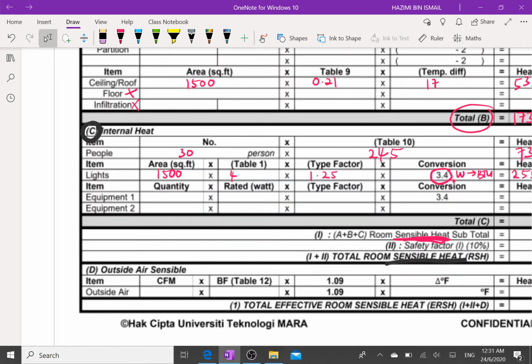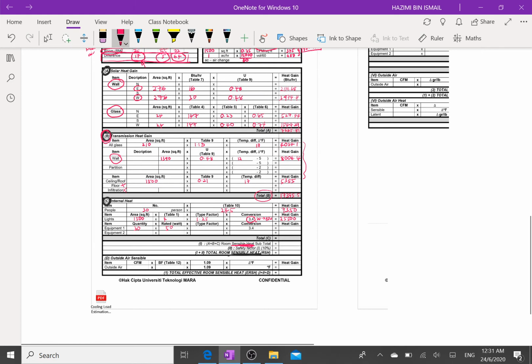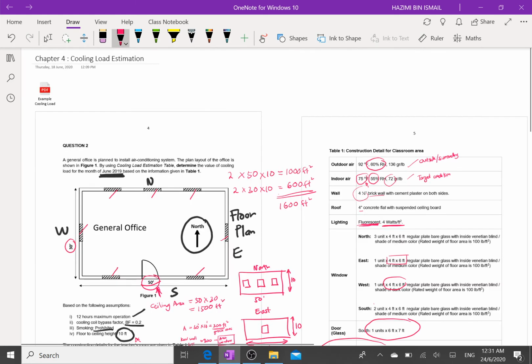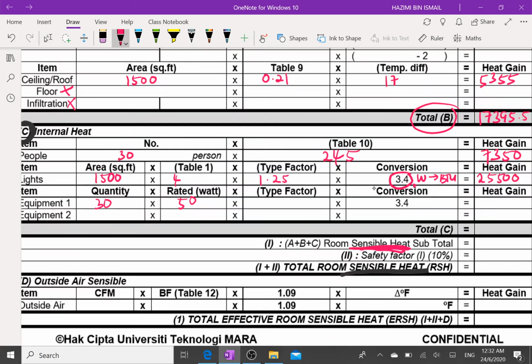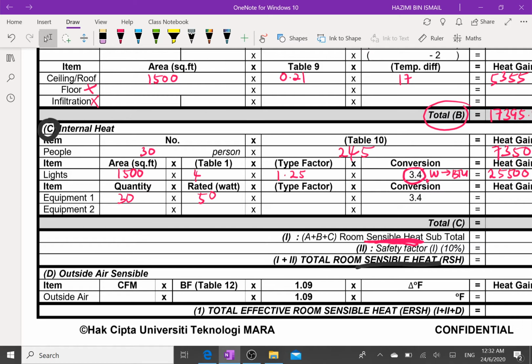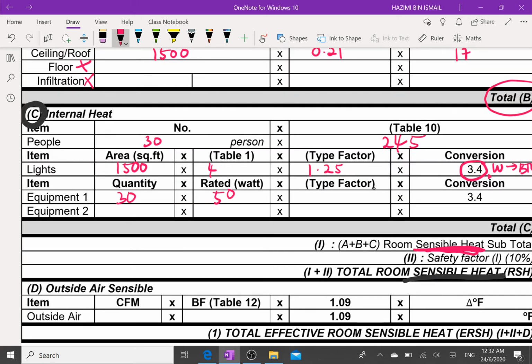50 watt and quantity 30 computers, right? I forgot already. 30 computers, yes, 50 watt per each. Type factor: no, we don't have a type factor for the computers. But if you have the efficiency, we can multiply by the efficiency. So that's the real life calculation. But for this example, we don't have to put the type factor. Just putting 1 is okay.